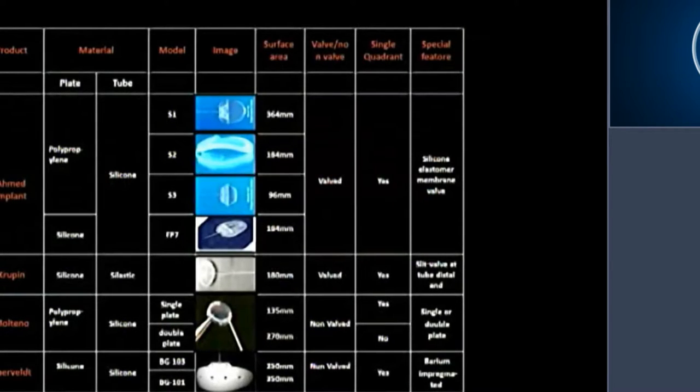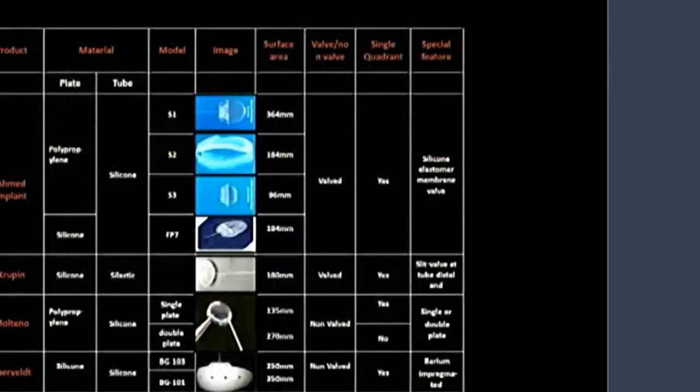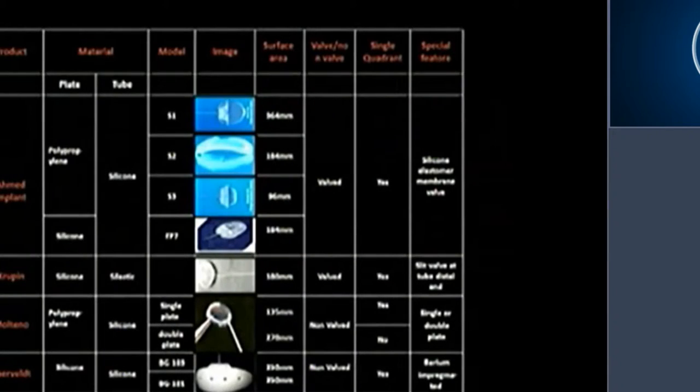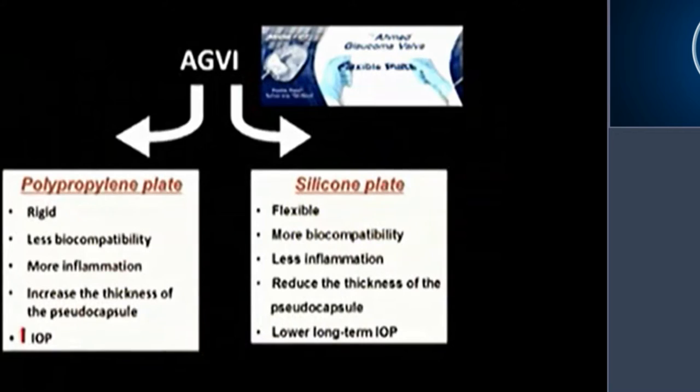We have different types of the glaucoma drainage devices. We have the Ahmed implant, Ahmed, Molteno, and the Baerveldt. In the Ahmed implant, we have also different types, the S1, 2, and 3, and we have the FP7, which is the silicone one, and it's biocompatible. So the Ahmed implant, we have two types, the polypropylene plate and the silicone plate.